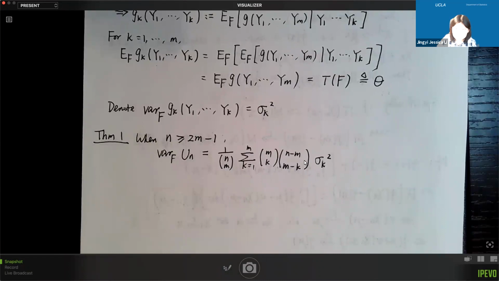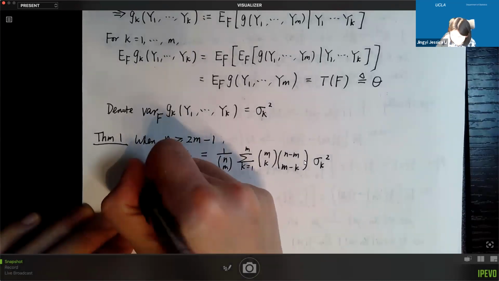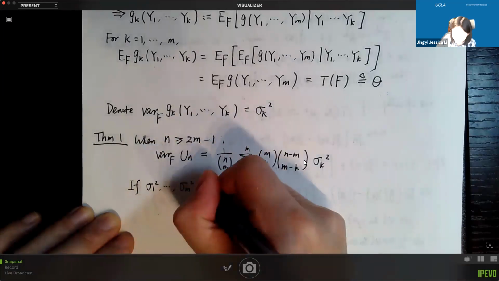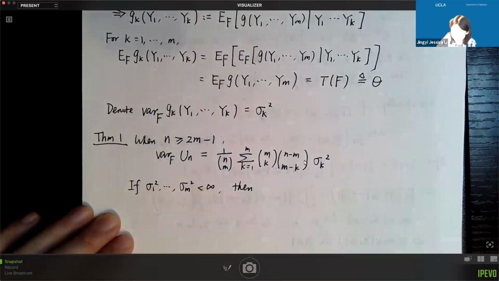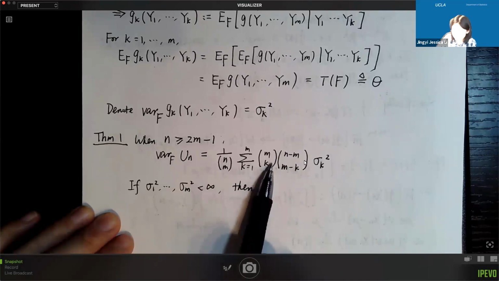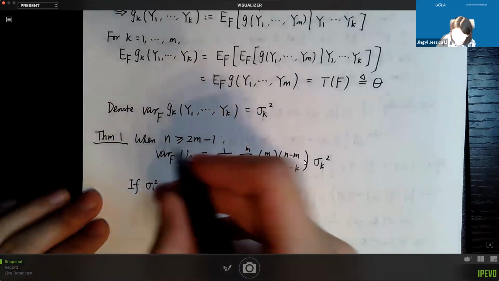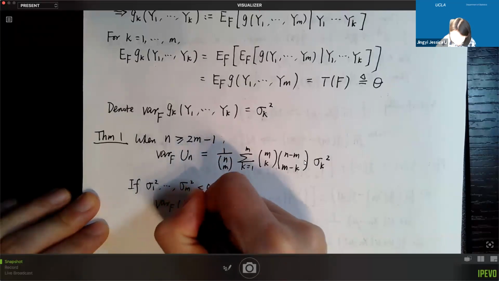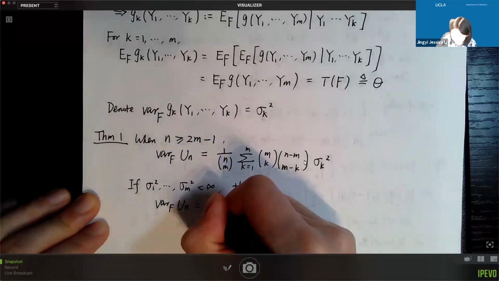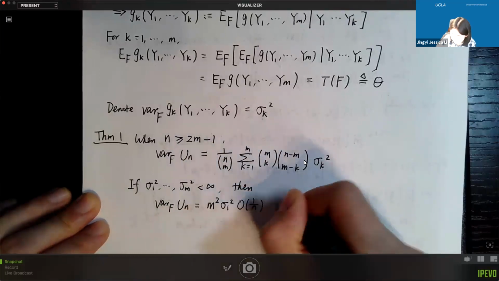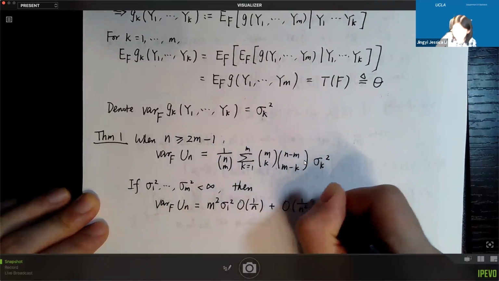Okay, let's look at how we can show it. A very natural result is that if sigma_1 squared to sigma_m squared are all finite, then by simple algebra, doing some cancellation by looking at the orders of n, we can see that this variance is equal to m squared times sigma_1 squared times big O of 1 over n, plus the remaining terms, which are big O of 1 over n squared.